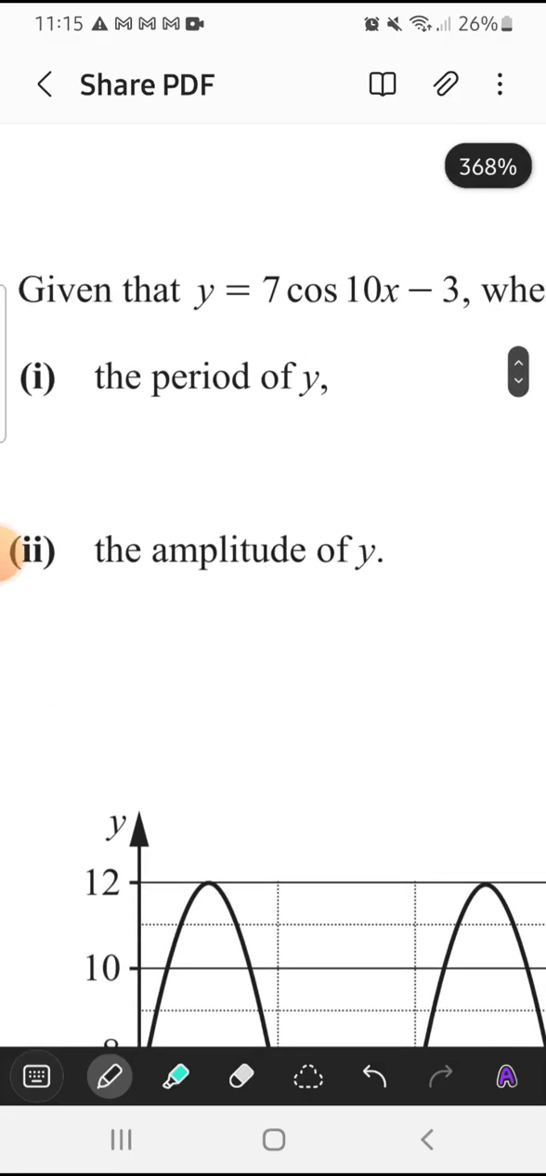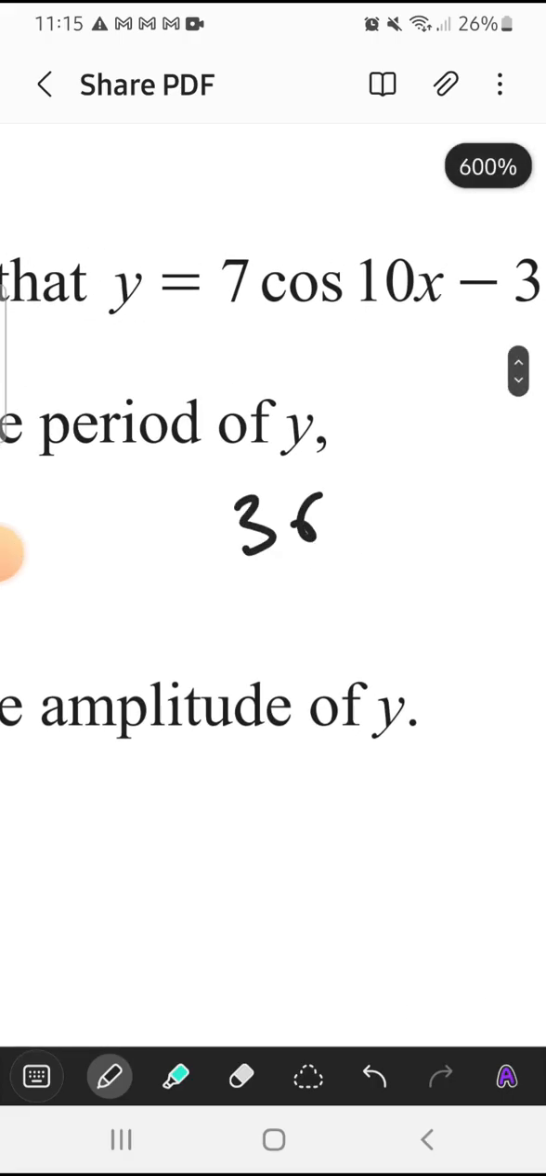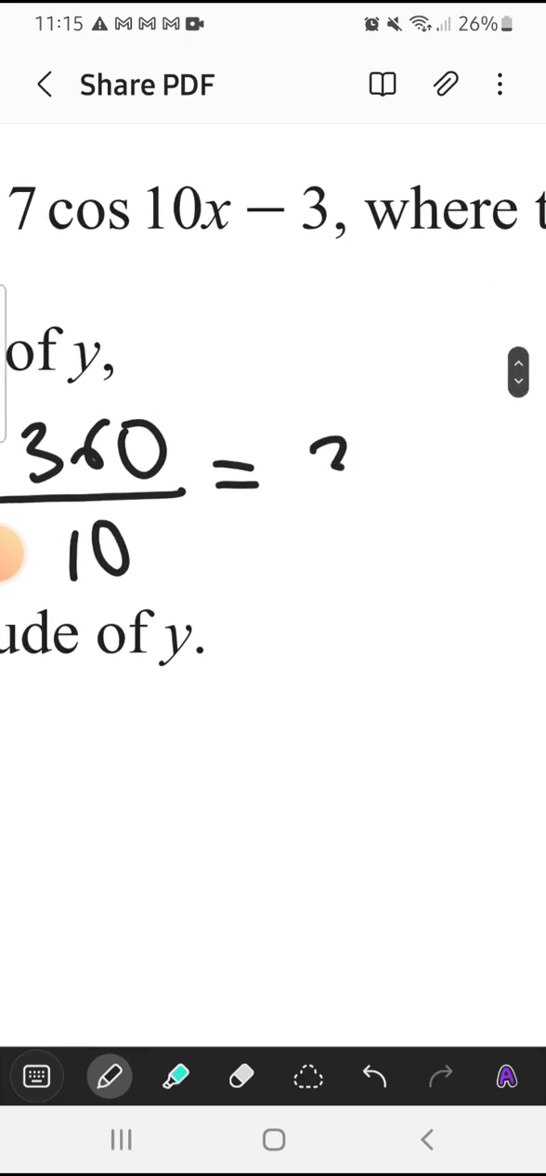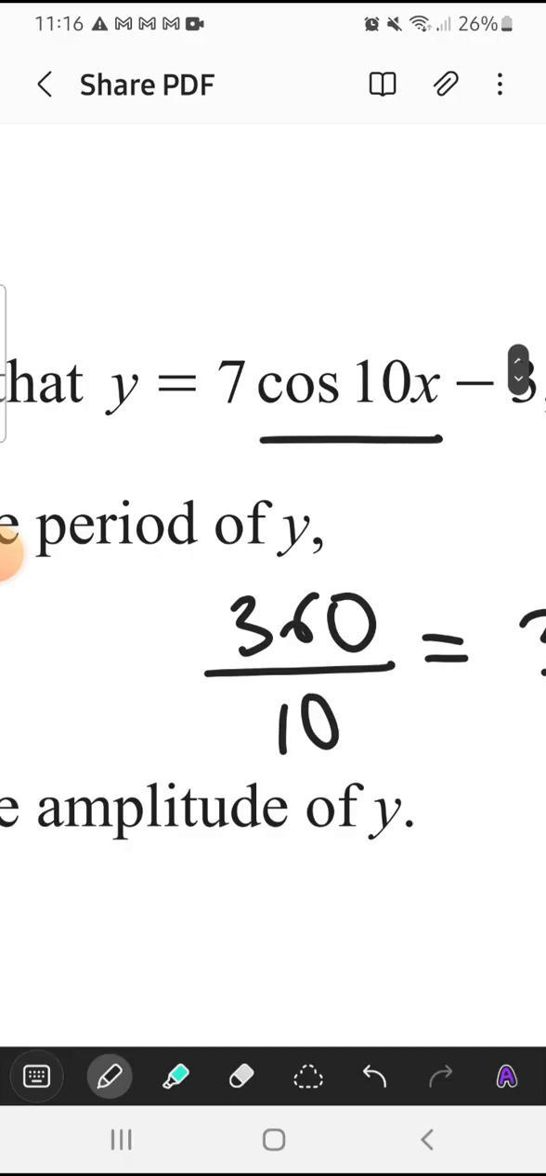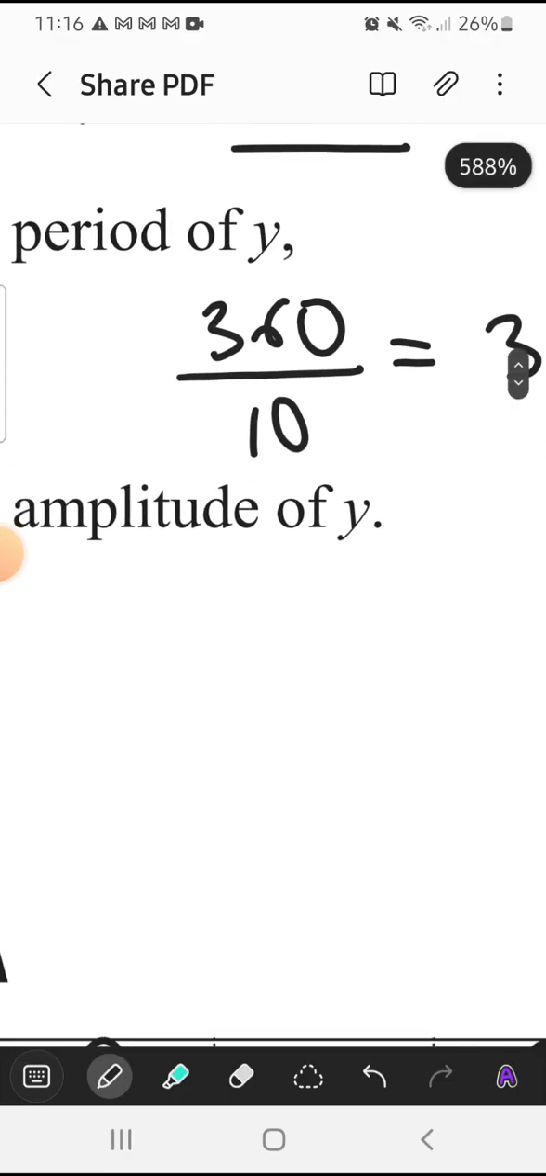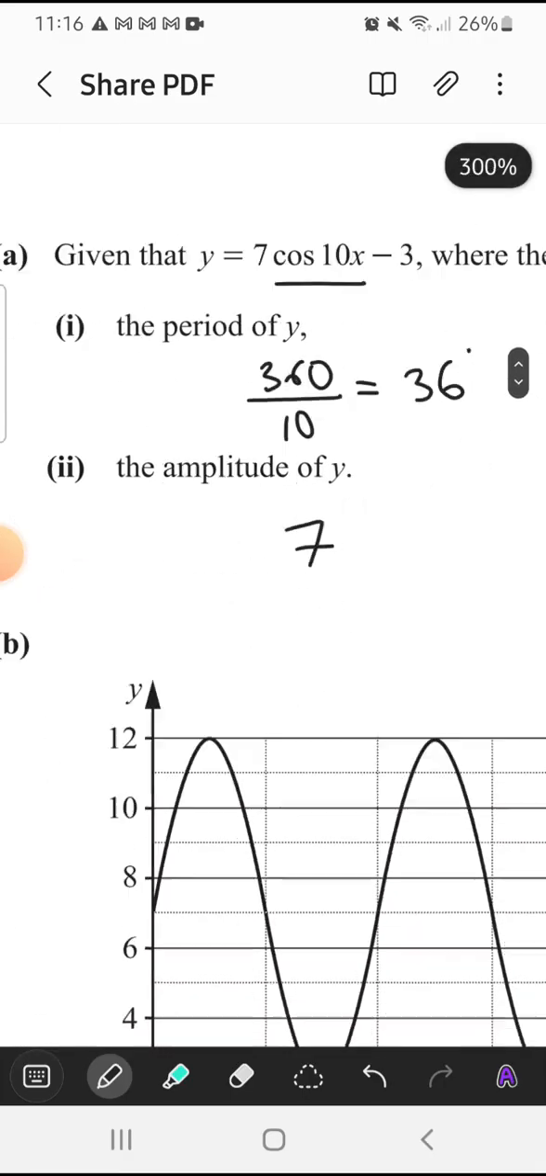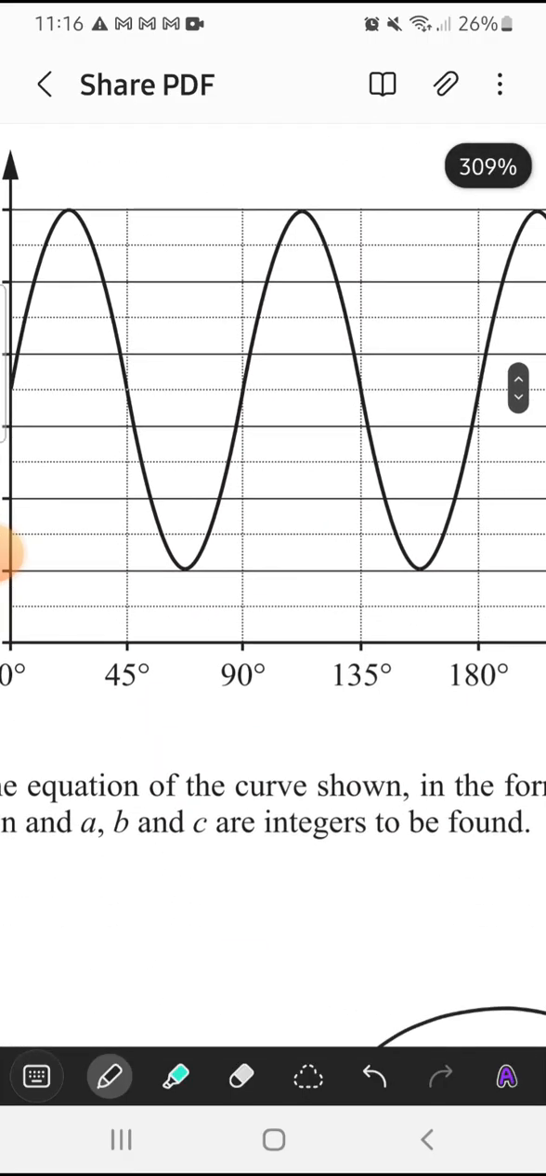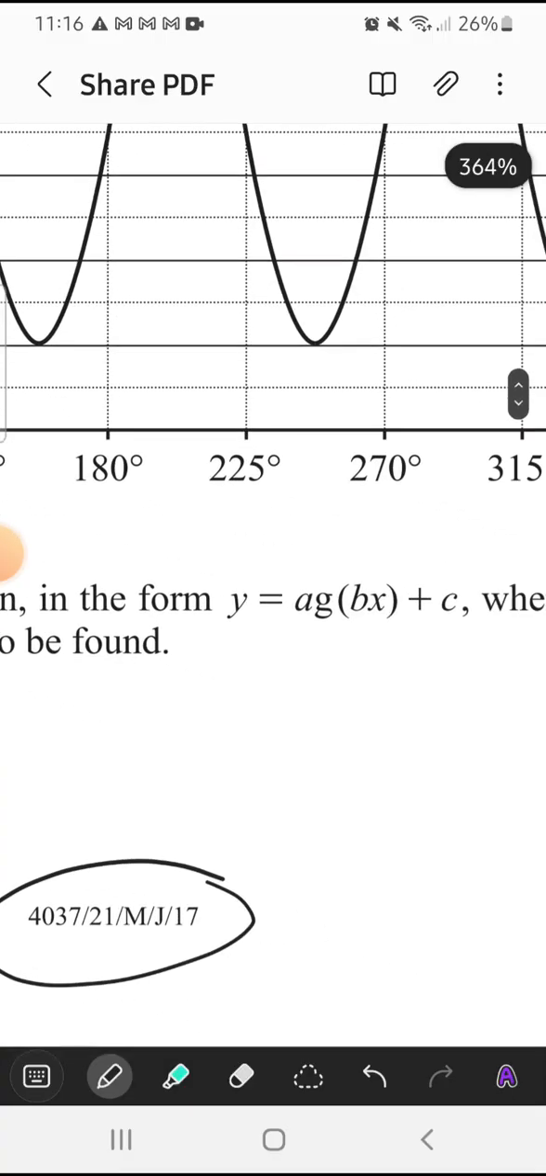The period of y, which is just the y expression, is given right here. The period of y can be found with the formula 360 divided by the coefficient of x, which is going to be given as the answer, 36. The amplitude of y is going to be the coefficient of the entire trigonometric expression. So this trigonometric expression starting with cos has the coefficient of 7, so our amplitude will be 7 easily. And from here we can easily find out the values of a, b and c.